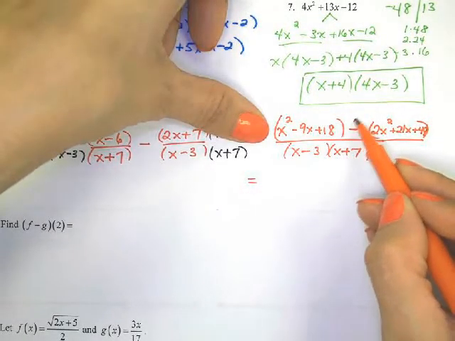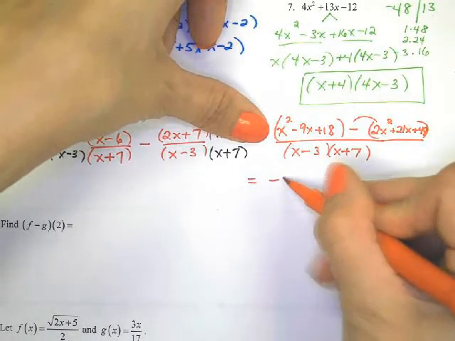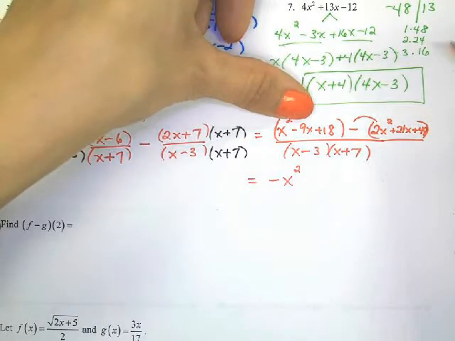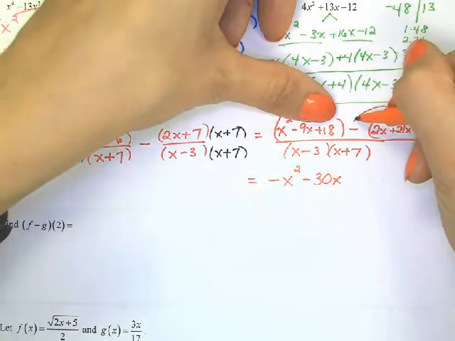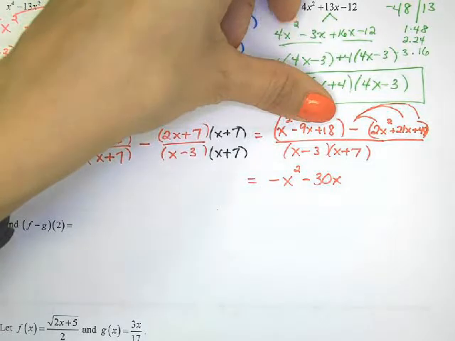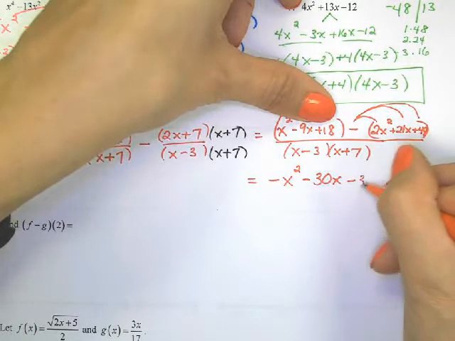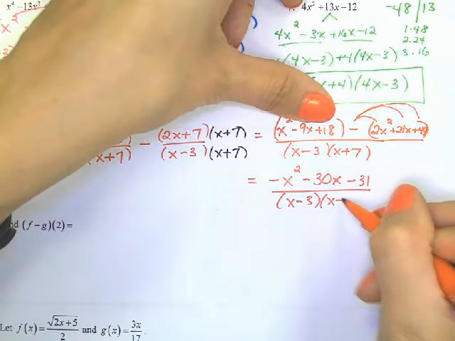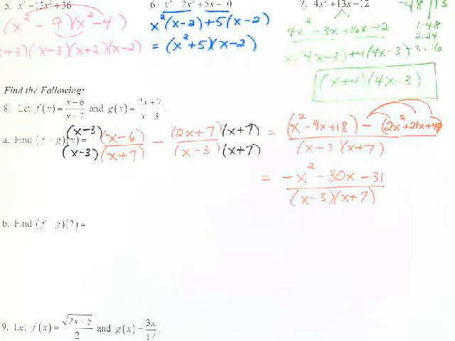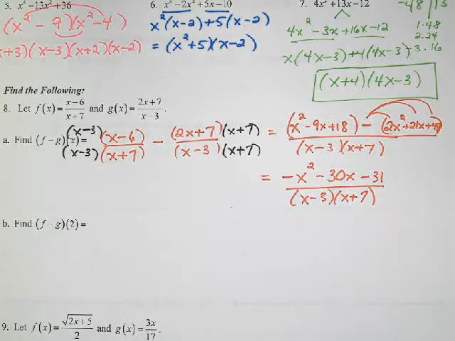x squared minus 2x squared is negative x squared. A negative 9 and a negative 21x is negative 30x. 18 minus 49 is going to be negative 31. And this is all over x minus 3 times x plus 7. Oh my goodness. Wow. Okay.